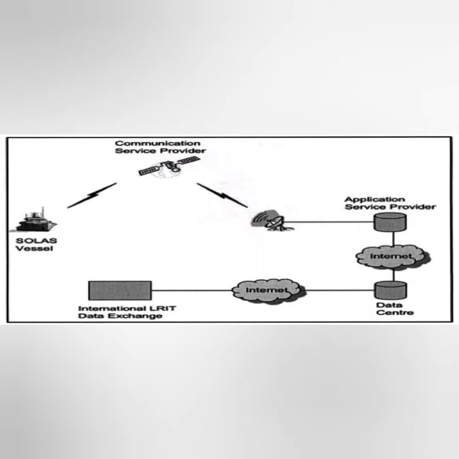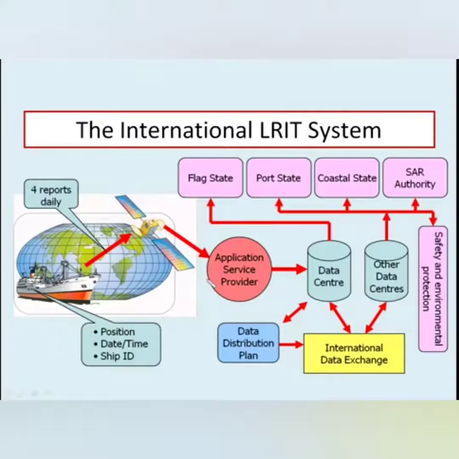There are three kinds of data centers: national for one particular contracting state, regional, it's a group of contracting states which have an agreement among themselves, and then there is an international data center. The system is designed in a way that ship transmits the LRIT information only to the data centers, which are selected by the administration of the ship. The data centers further give the information to the International Data Exchange, which, based on the data distribution plan, transmits the information to the other interested parties.